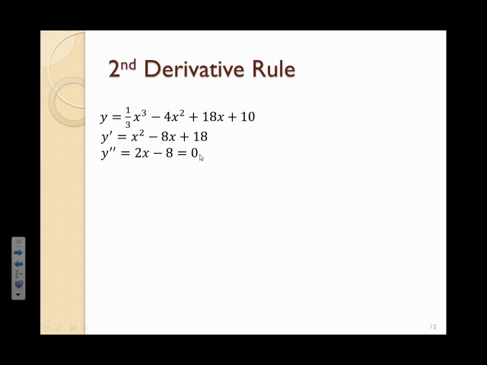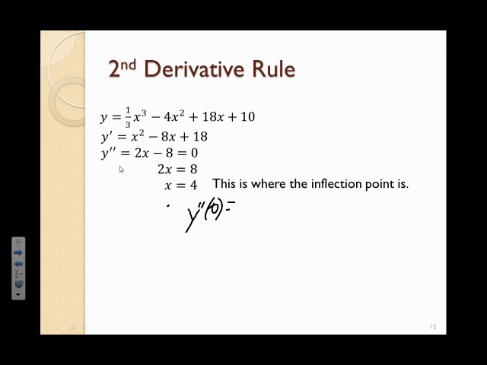So 2x minus 8 equals 0. Add 8 to both sides, we get 2x equals 8. Divide by 2, we get x equals 4. So this is where the inflection point will be. Now, if we were trying to find out whether it is concave up or concave down, if we did, for example, a y double prime of 0, we'd put that into this function, and we get 2 times 0 minus 8, that's minus 8. So it's negative, so it's concave down.